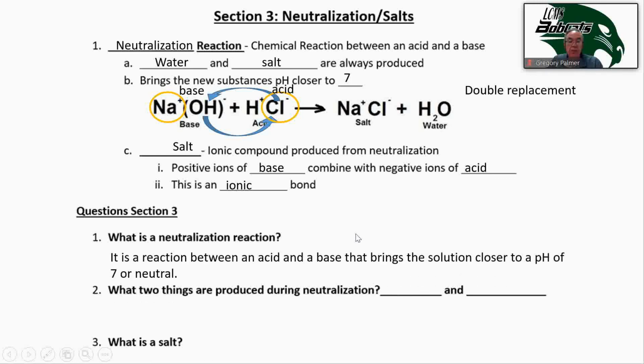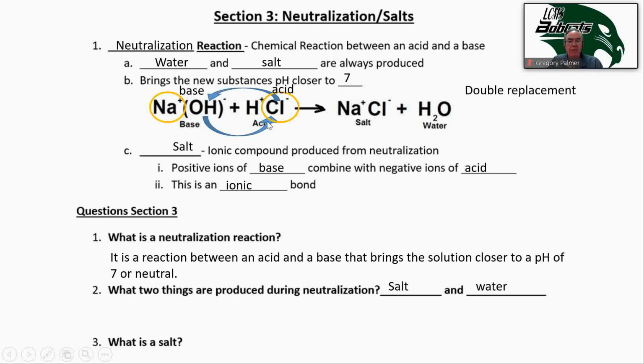A neutralization reaction is a reaction between an acid and a base that brings a solution closer to pH 7 or neutral. The two things that are produced during neutralization are salt and water. So it's really nothing exciting.